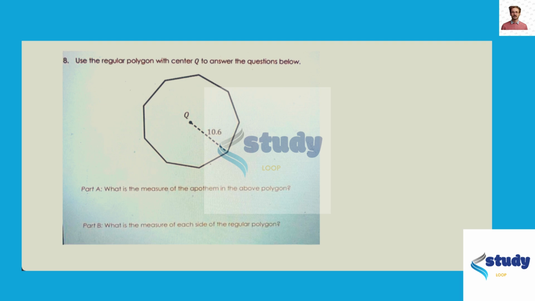Well, an example of an apothem would be from the center point Q to the midpoint of a side. And what you're doing then is creating a right triangle. And the 10.6 is technically called a radius of this object. So what is the measure of the apothem?